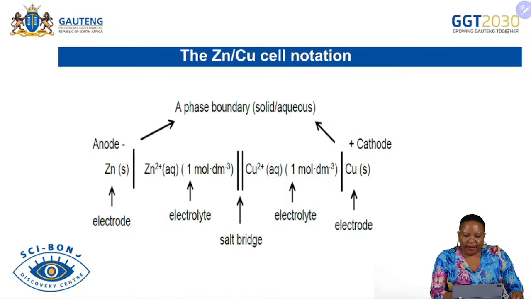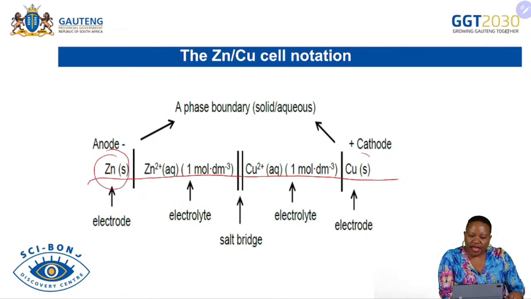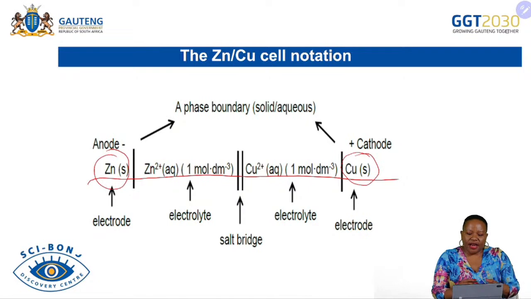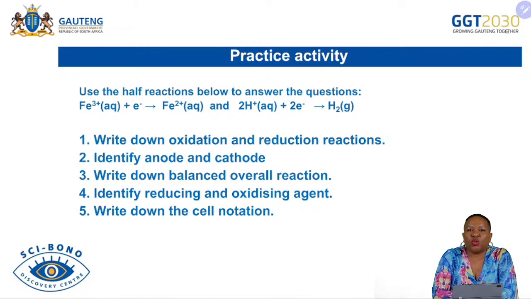Okay, this is an example of a cell notation where we are showing the copper and zinc half cell, the one that we just discussed. We start with our solid and end with our solid, and everything that is in the middle will be the solutions. Before we go to this question, we are going to take a 2 minutes break so that we breathe a little bit, and then after 2 minutes we'll come back and continue with our lesson.